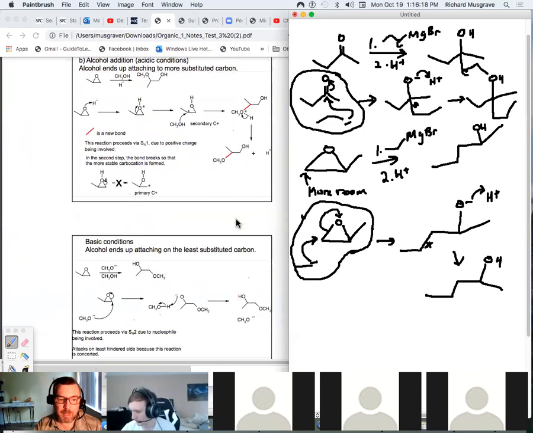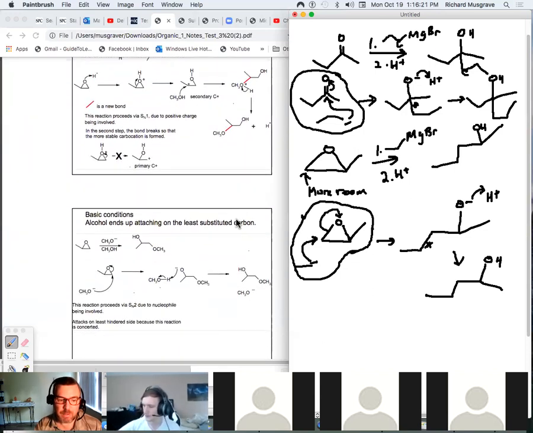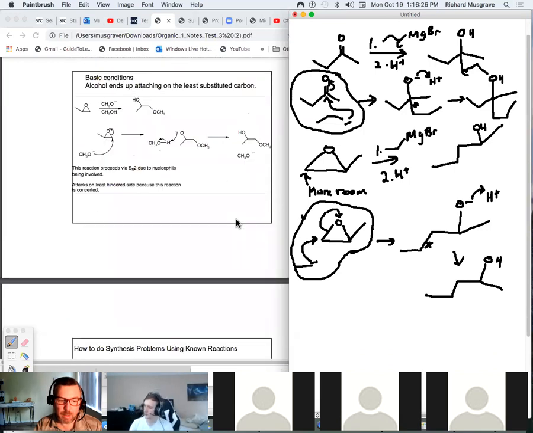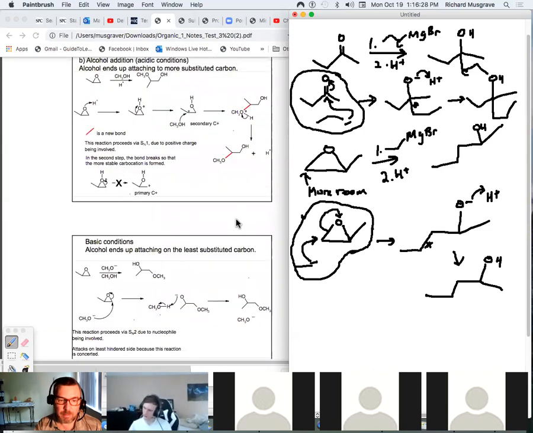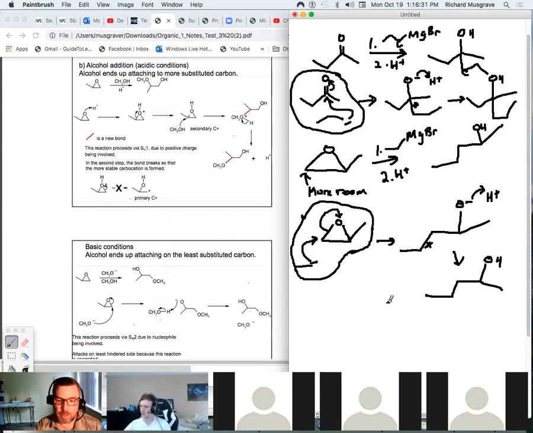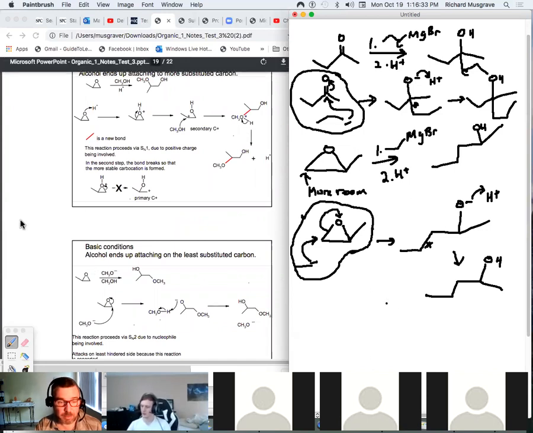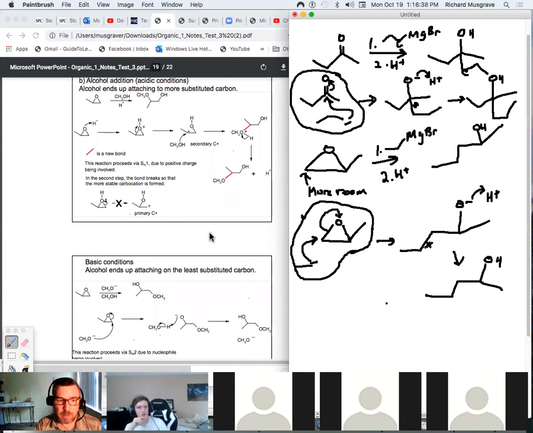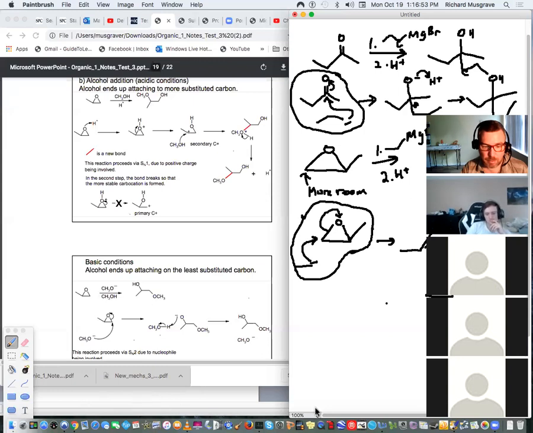All right, the next part forms the basis of the second mechanism problem on test question 4, which will be very similar to what we're doing here. You'll see this in a second. We've got two additions that we're going to be talking about, under acidic and basic conditions. Let's take a look at the test question. Just a little bit of context here.